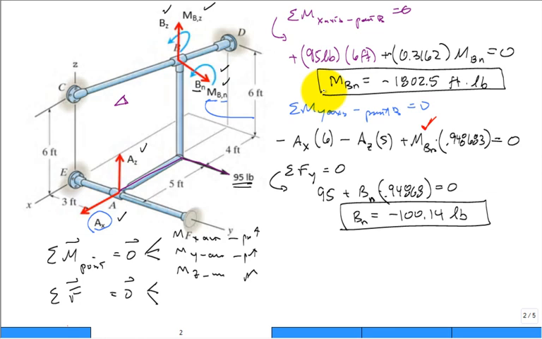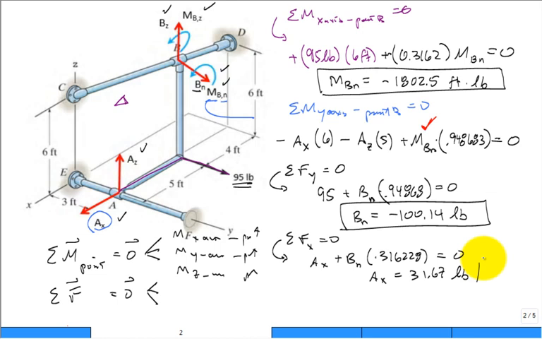Okay, let's do the sum of the forces in the x direction. What does that give us? Well, we're going to have AX there, plus Bn times u in the x. U in the x was 0.3162228. The moments don't, and BZ doesn't, so that's now only two players. And we can now solve for AX. And AX comes in at 31.67 pounds.